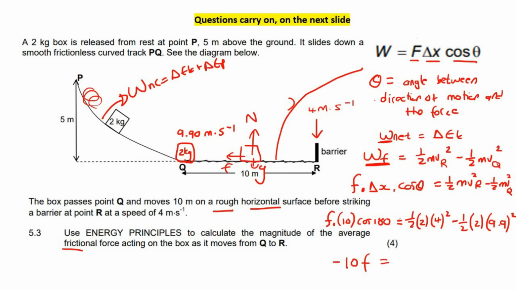All right. And then on the right-hand side, I'm just going to type this all in. And that gives us negative 82.01. And if we had to work out the friction force, we're going to end up with 8.20 newtons. And we don't have to give a direction because they just said magnitude.